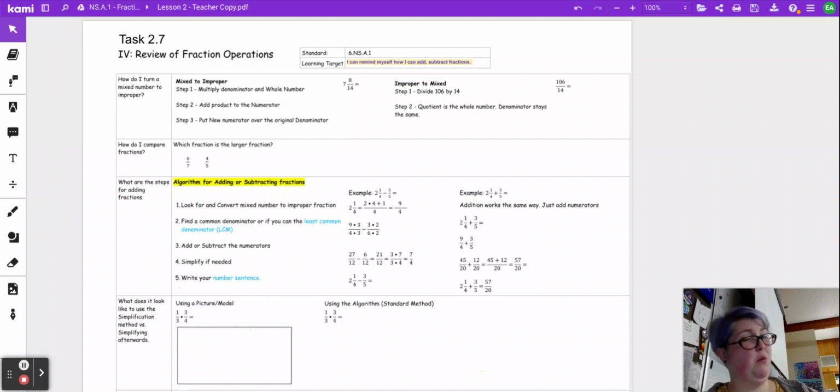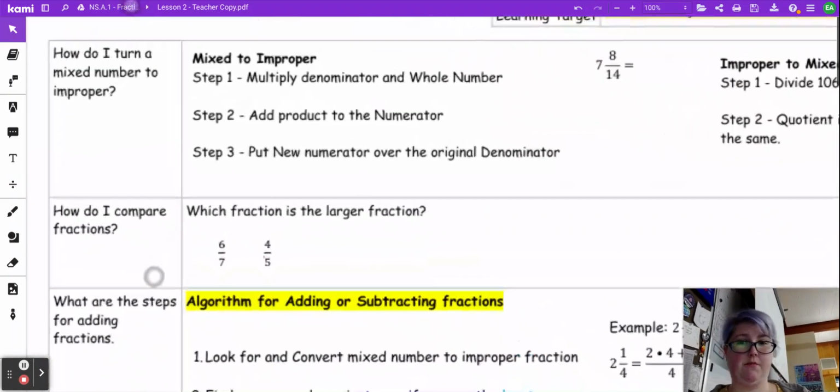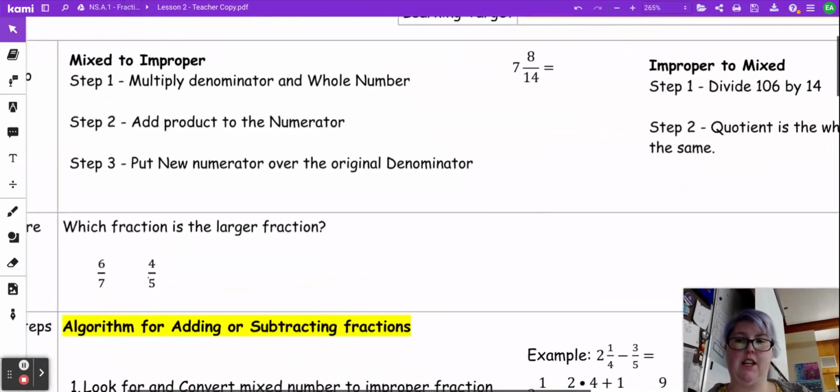We're going to review what we already know about fractions. So the first thing is our improper and our mixed numbers. So thinking back to what you already know, here are the steps. If you have a mixed number, a whole number and a fraction, there are some simple steps to take.